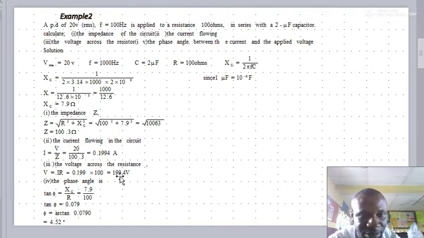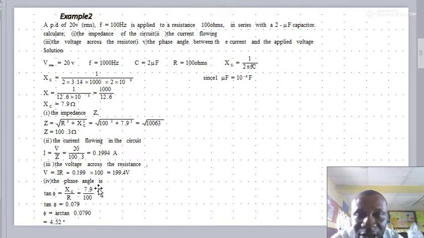Now we turn from there to the next one, the phase angle. The phase angle is the angle between the source voltage and the voltage across the resistor, or simply the ratio of the reactance of the capacitor to the resistance of the resistor. The phase angle also tells us by how much the voltage leads the current in the circuit.